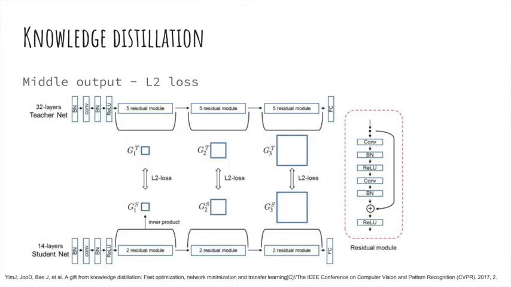The full pipeline is like this. The teacher network has 32 layers and the student network has 14 layers. Both of them are separated into three parts. For each part we could calculate a Gram matrix, and they should be as similar as possible. This is the idea of knowledge distillation. The teacher's information is used as the supervision to train the student model.